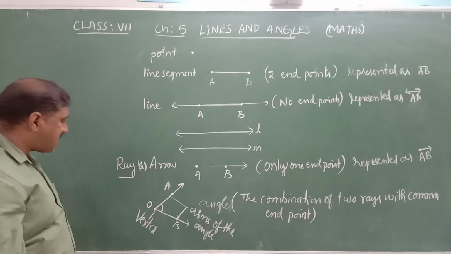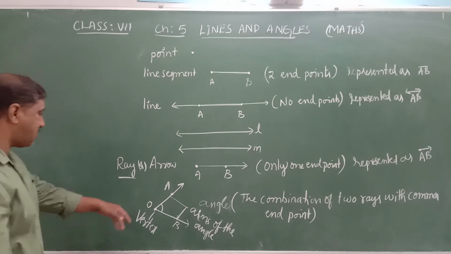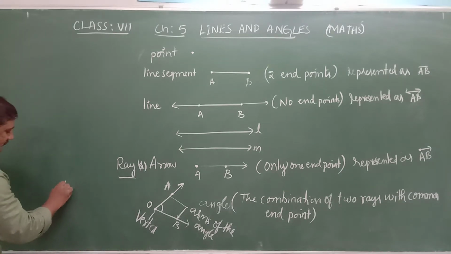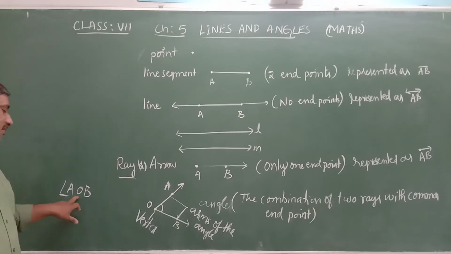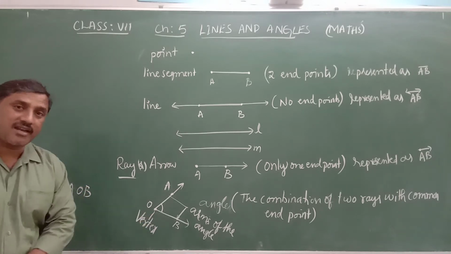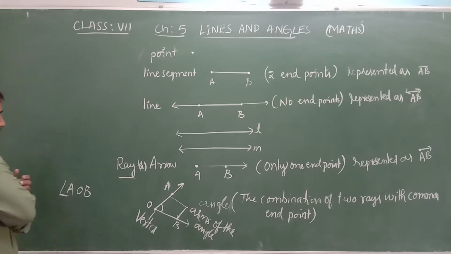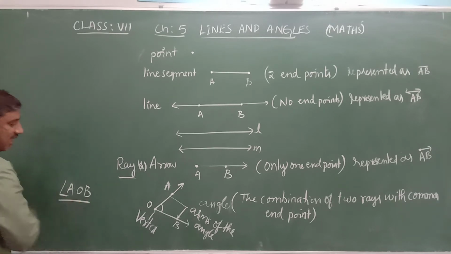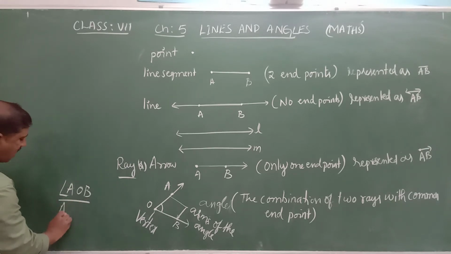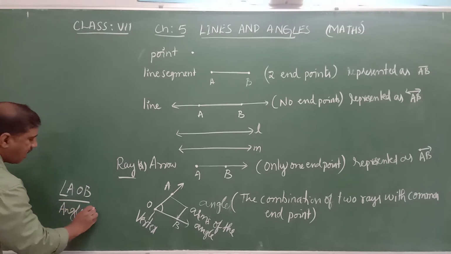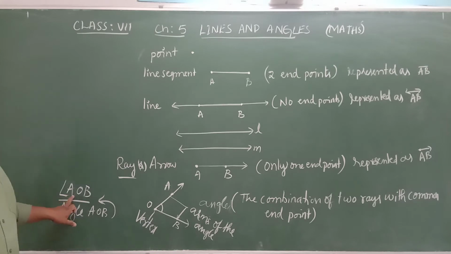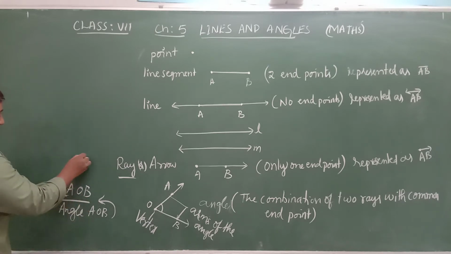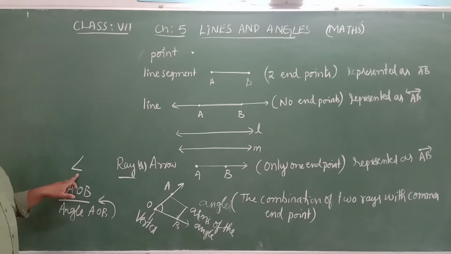Then how is it represented? It is angle AOB. Symbolically you write angle AOB. The middle letter gives you the vertex of that angle, meaning the angle is formed at vertex O. This is the symbol for an angle.